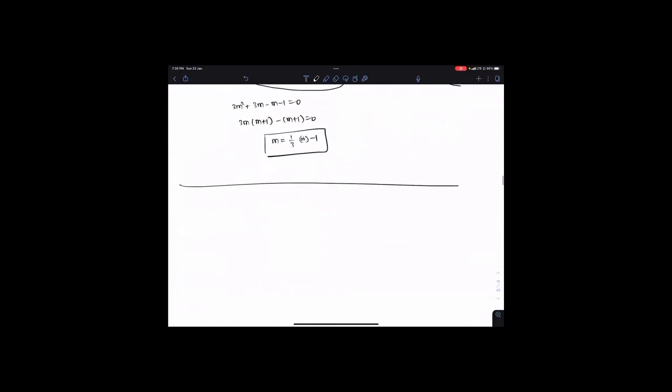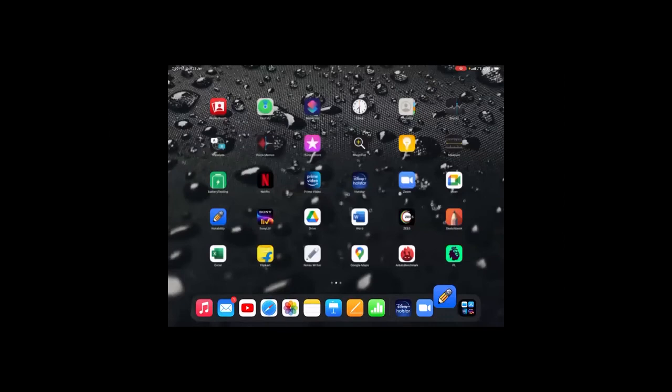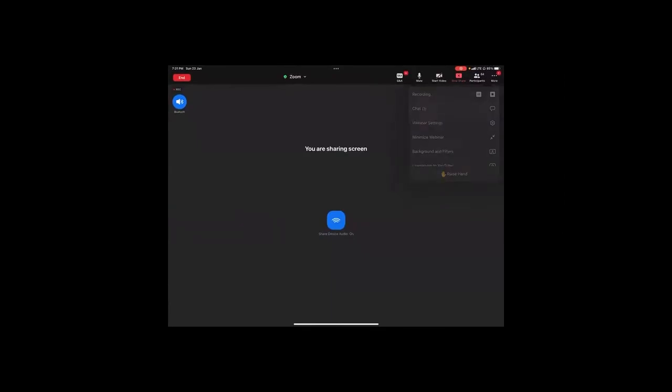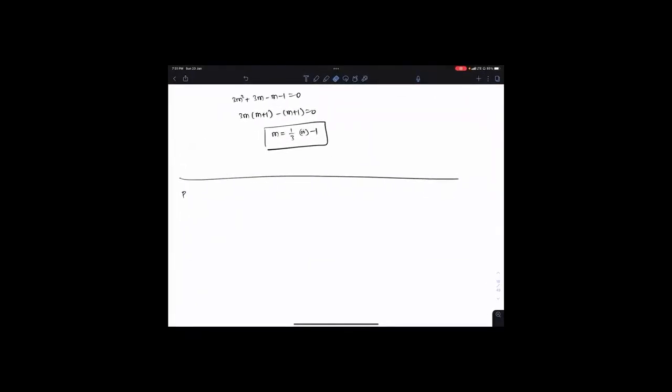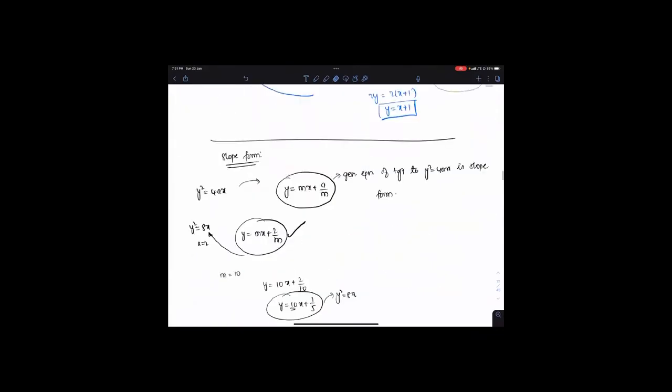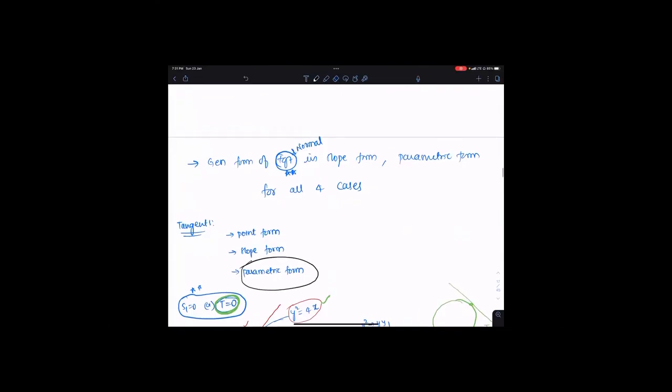Next, we have the third one, parametric form. Now you may be wondering, sir, what is the use of parametric form? One second. Let me just see if any doubts are there. Yeah, now you may be wondering, sir, the third one you told, parametric form. What is the use of parametric form? Okay.